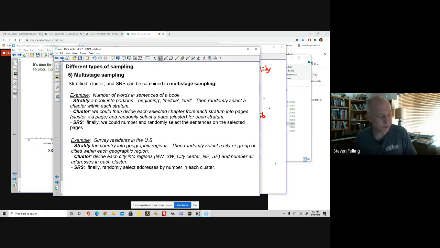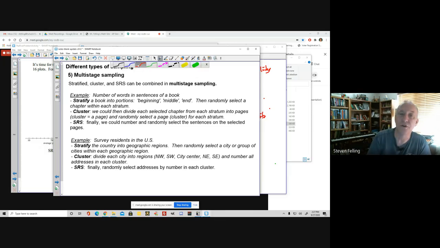Okay, and then there's a couple of other offshoots of those four main types of sampling. Really, the three biggies are a simple random sample, SRS, cluster sampling, and stratified random sampling. But sometimes we have to put them together in different combinations. This is called multi-stage sampling. So you can do stratifying, clustering, and simple random samples together.